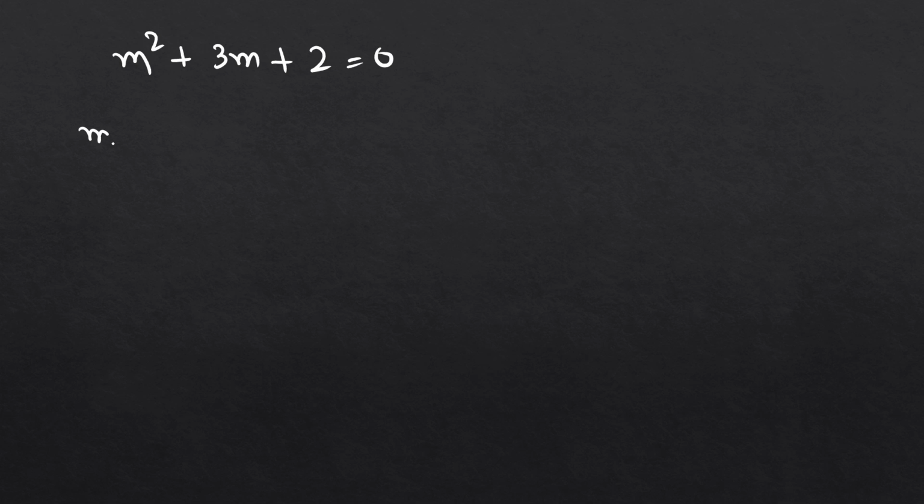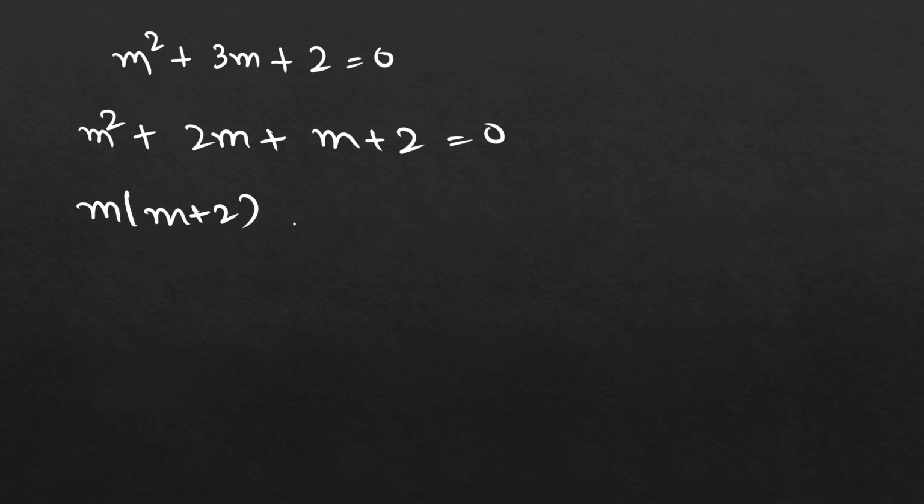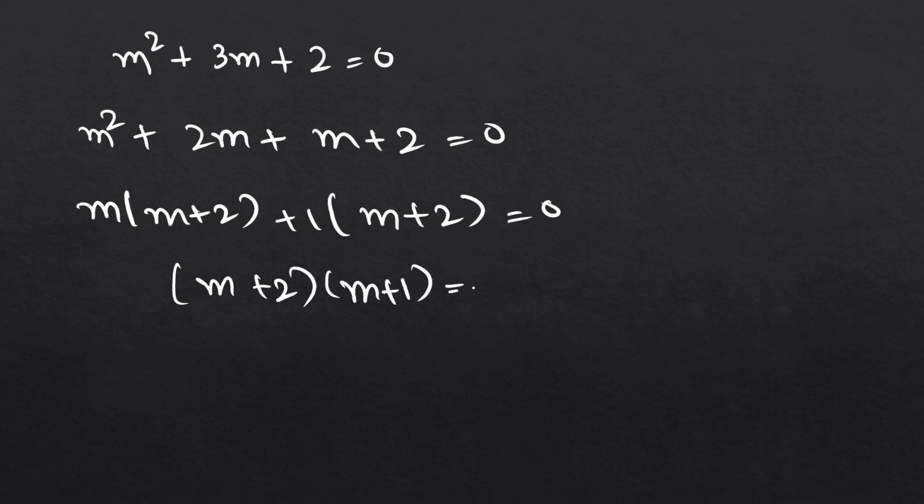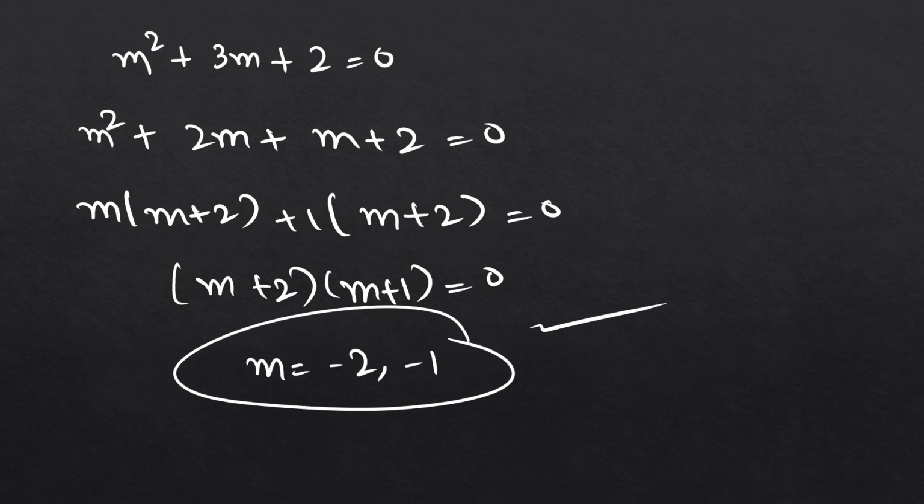So again we will make factors: m square plus 2m plus m plus 2 equal to 0. So here m plus 2 taken as common, in the bracket we will get m plus 1. So m plus 2 and m plus 1 equal to 0. So we will get m equal to minus 2 and minus 1. These are the two roots of this equation. So what is the complete solution?